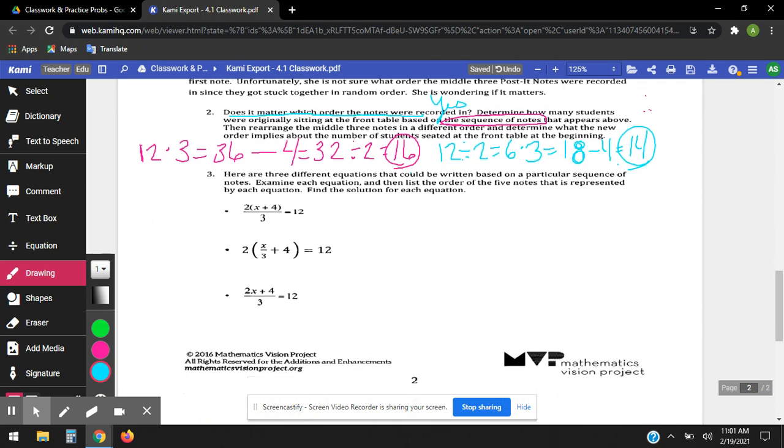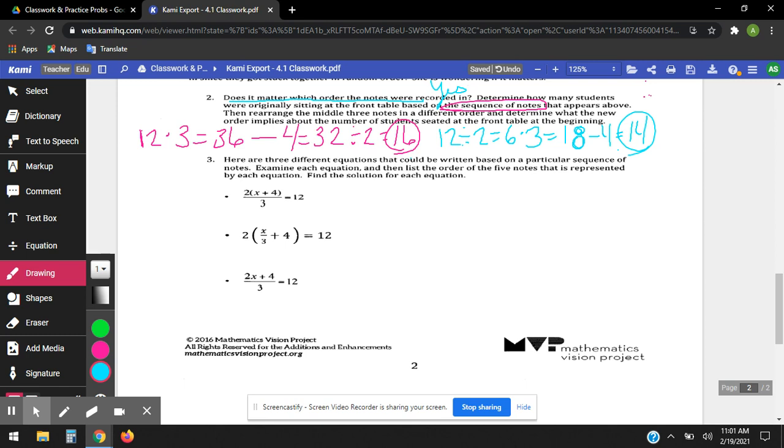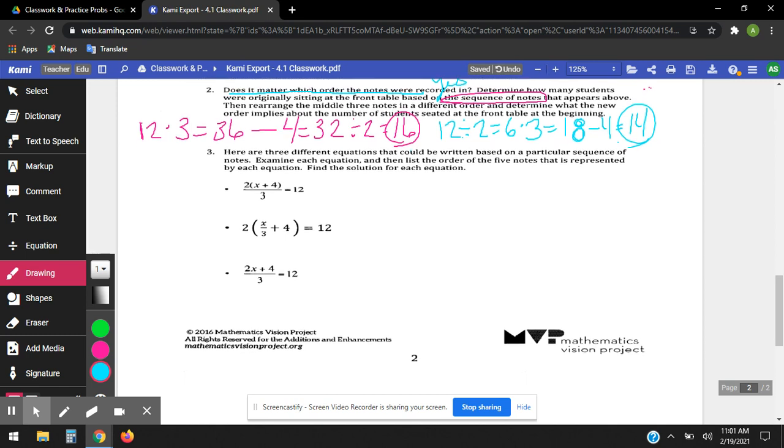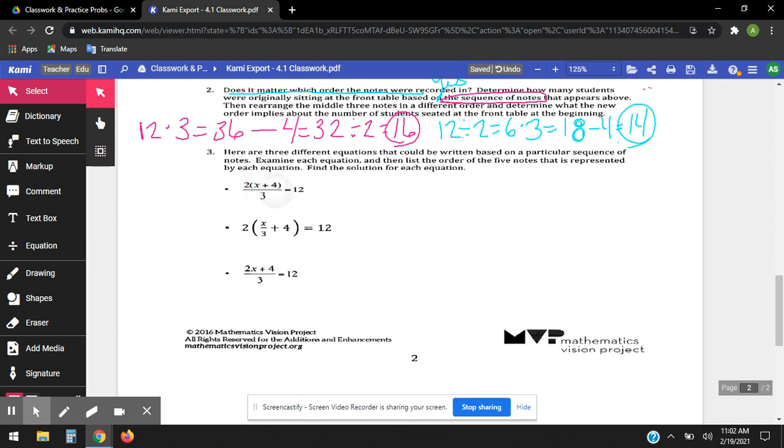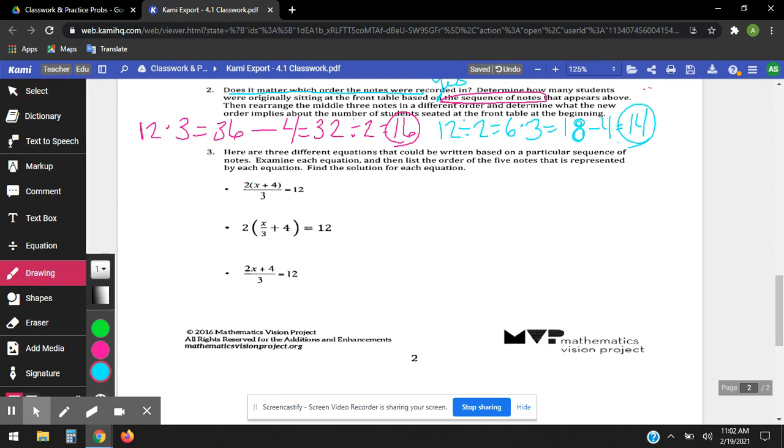Here's what those look like algebraically. Here are 3 different equations that could be written based on the particular sequence of notes. We're going to look at each equation and then list the order of the 5 notes that is represented by each equation. We'll find the solution. So here it looks like we started with an amount of students, X. We added 4 next, and then we doubled it and split them into thirds.